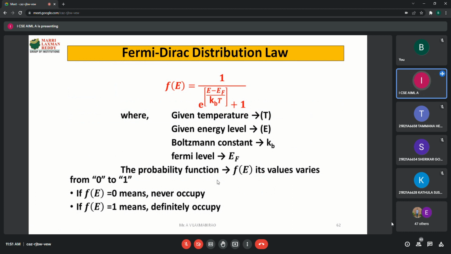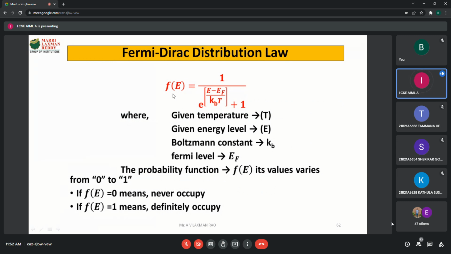When electrons get excited by absorbing energy, they jump from a lower energy level to a higher energy level. At a particular given energy level, what is that probability? 100% or 50% or 70%? If you want to know, then you need to use this formula, the Fermi-Dirac distribution law. This is nothing but that one.